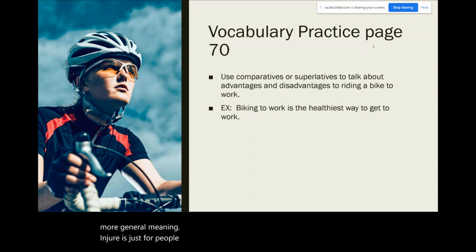So look down at the ABCD part. Where do you think is the definition of injure? And letter C. Yes, letter C. Physical. So we can write the word injure next to letter C. Injure is a verb, and it means to hurt or cause physical harm.